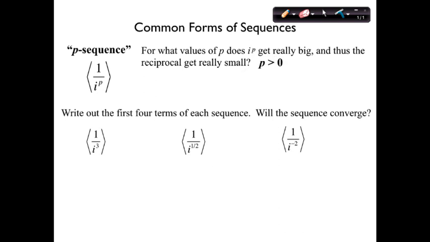So for what values of p does i to the p get really big and the reciprocal gets really small? p greater than 0. These are the values of p for which the P sequence converges. p greater than 0.